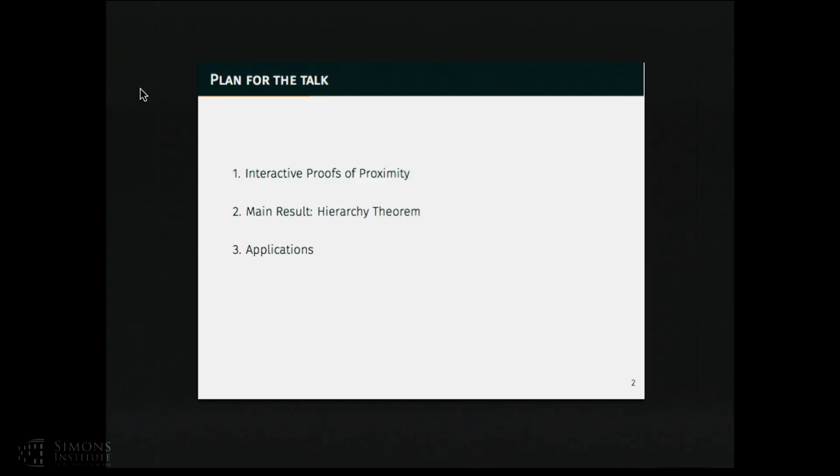And so the plan for the talk would be quite straightforward. We'll begin by discussing what interactive proofs of proximity are, why I think we should all care about them, and also let you know a bit of what's possible and not possible using them. Then I'll present the main result, which basically says that more interaction equals more power. And finally, I'll show you a couple of applications to general interactive proofs and general complexity theory.